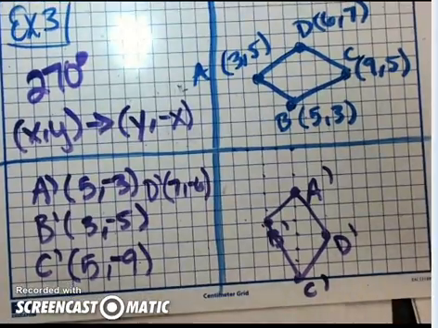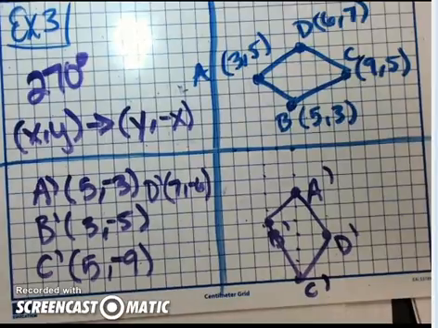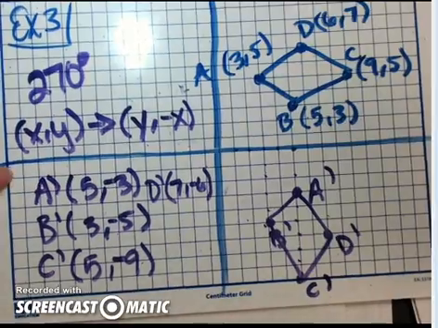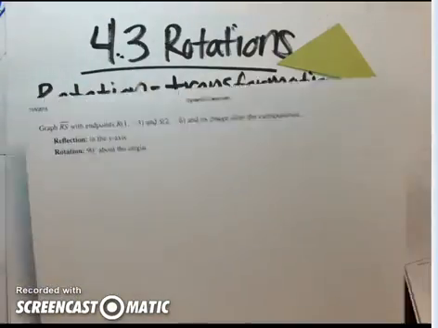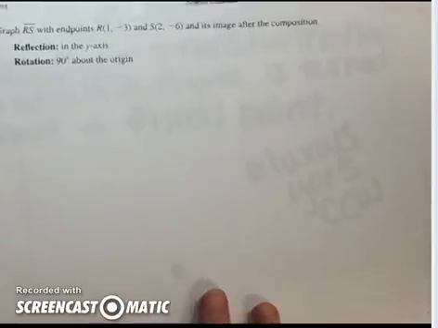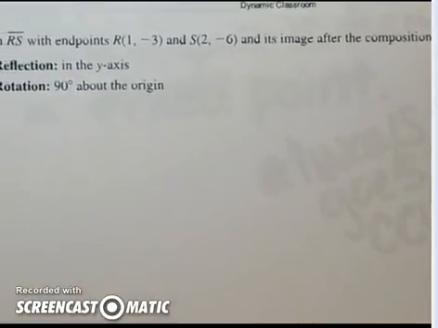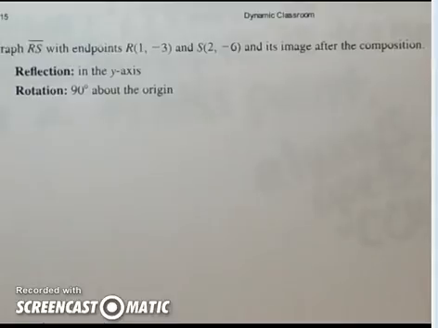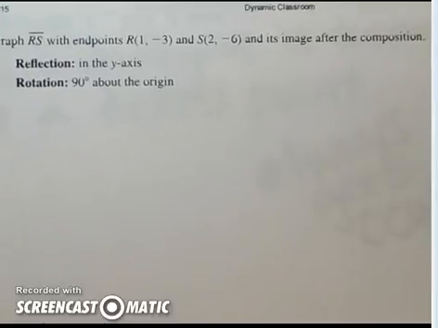Okay. We're actually going to try an example where we put a reflection and a rotation in at the same time. Make this a little bigger so you can see it. We're going to graph RS with the endpoints. R is at 1, -3, and S is at 2, -6. And we need its image after the composition. So first we're going to reflect it over the y-axis.